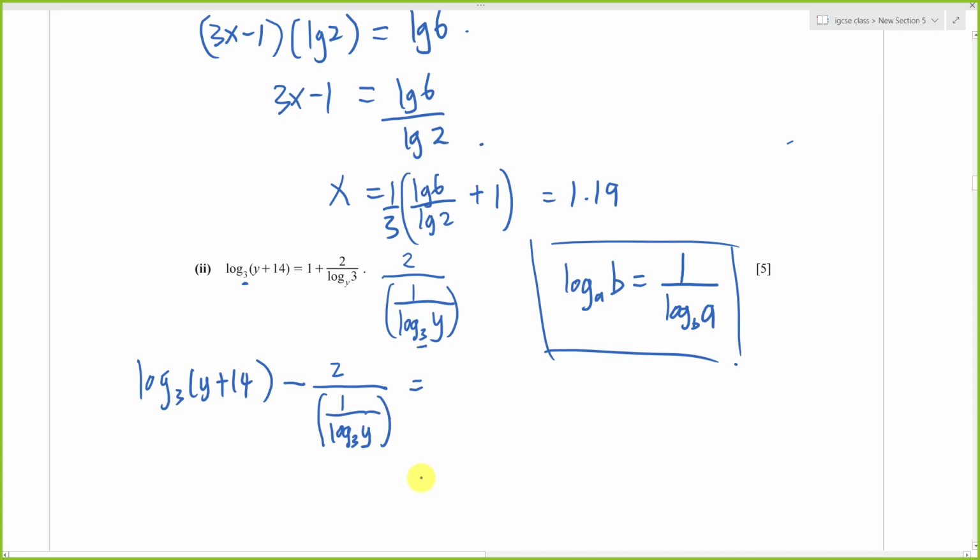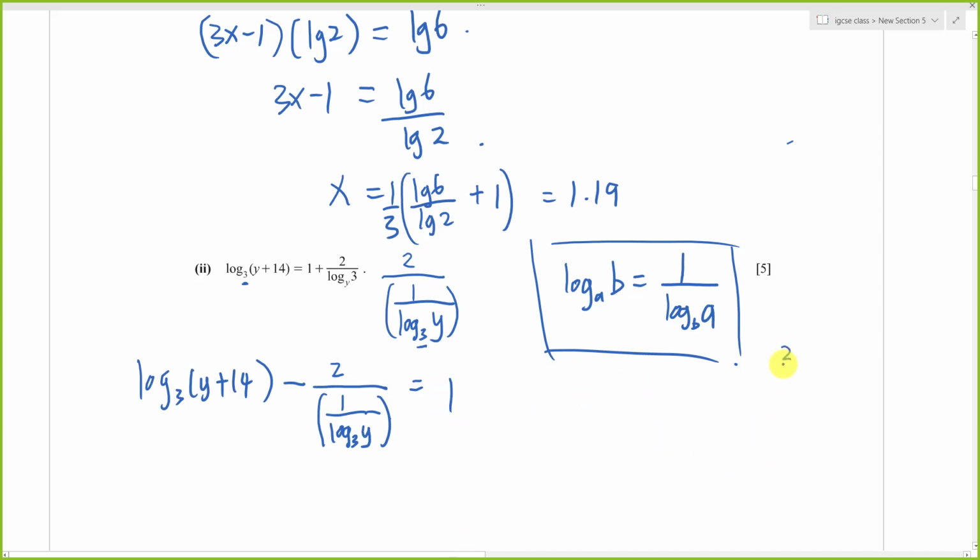Like what I did just now, I've applied this formula for log. So basically I apply the log y3. Because of this formula, I know it's 1 over log 3y. Okay, so yeah, it's exactly just applying the formula. I didn't do anything very fancy here. Okay, so it equals to 1.